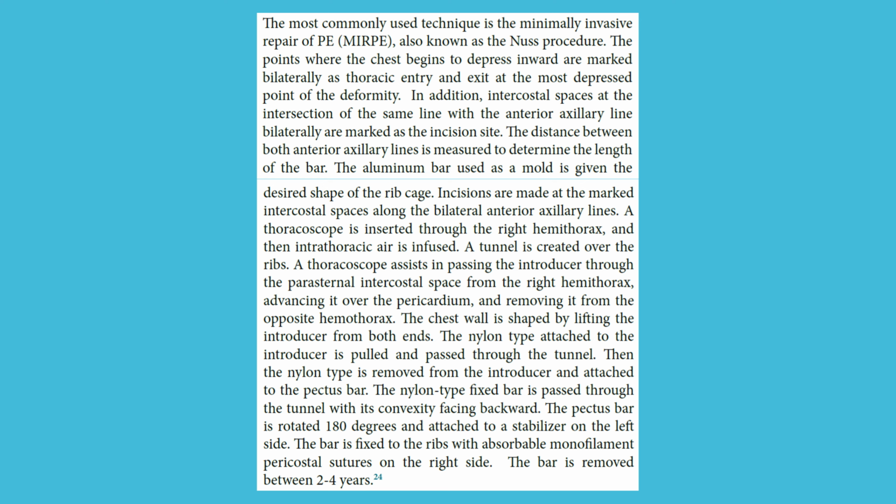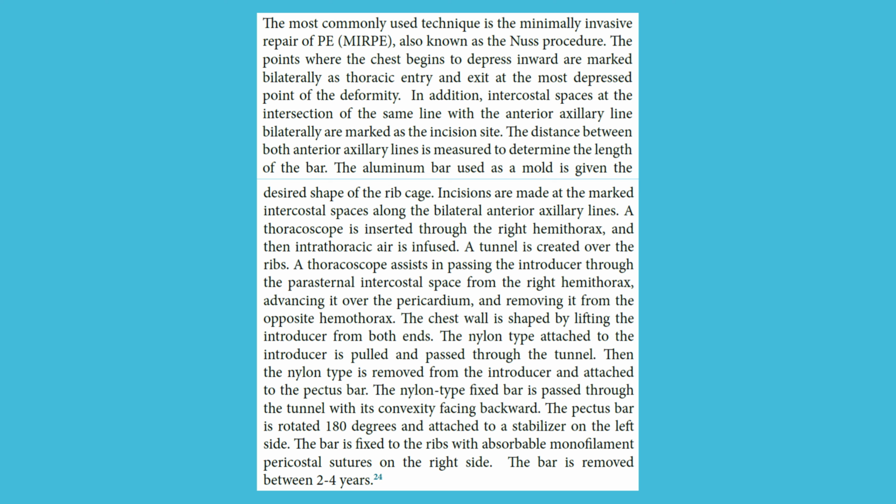The aluminum bar used as a mold is given the desired shape of the rib cage. Incisions are made at the marked intercostal spaces along the bilateral anterior axillary lines. A thoracoscope is inserted through the right hemithorax, and then intrathoracic air is infused. A tunnel is created over the ribs.